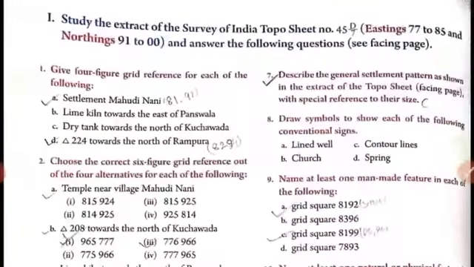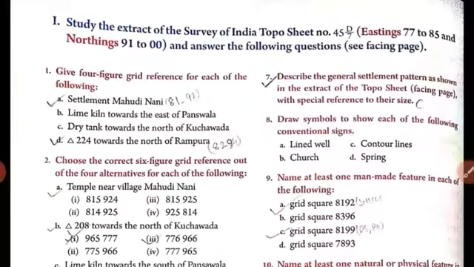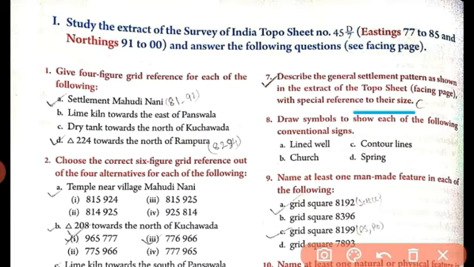Next is to describe the general settlement pattern shown in the extract of the topo sheet. So mainly they are scattered type, or you can say the isolated type. Small settlements are also there. Name at least one man-made feature in each of the following.